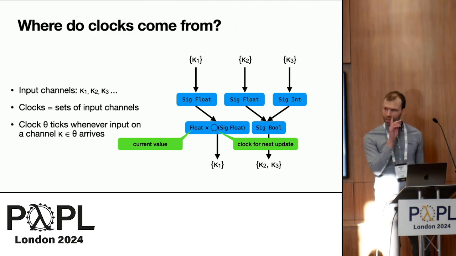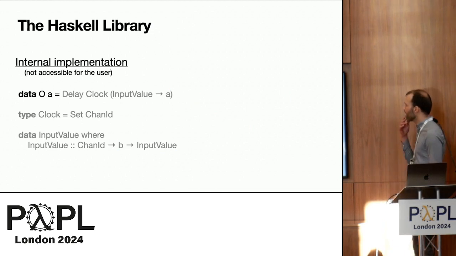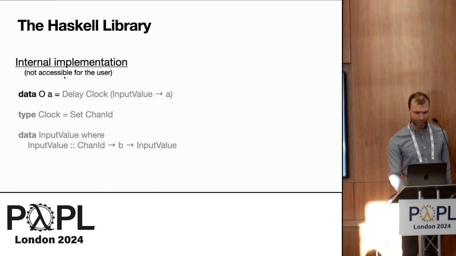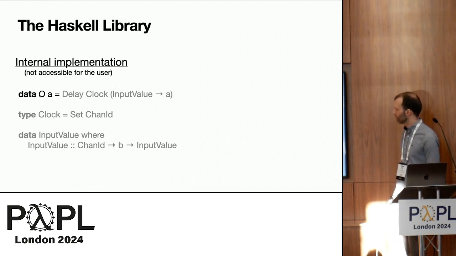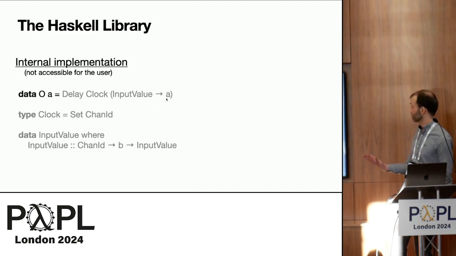So let's see how we implement this idea in Haskell. This is the implementation of the later modality. I hope this is visible. I've grayed out this part over here because it is not actually visible to the user. The user will only see that there's a type Later. A value of type Later A consists of two components. It consists of a clock, which is simply a set of channels, and it consists of the actual delayed computation, which is a function that takes an input value and returns the actual value of type A.